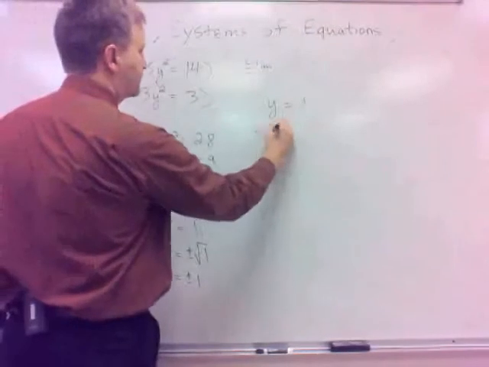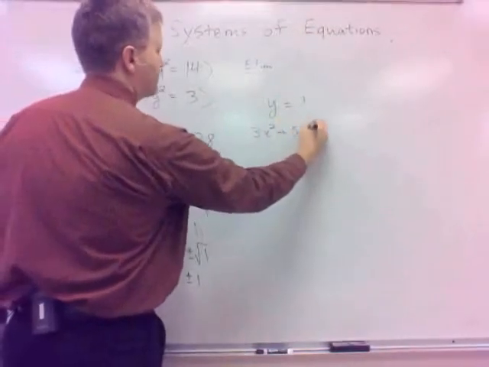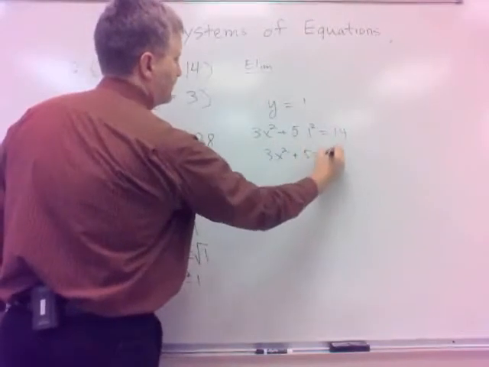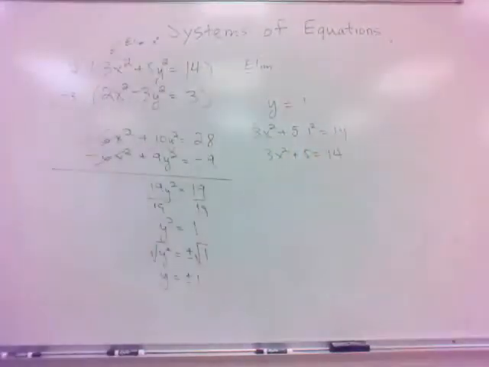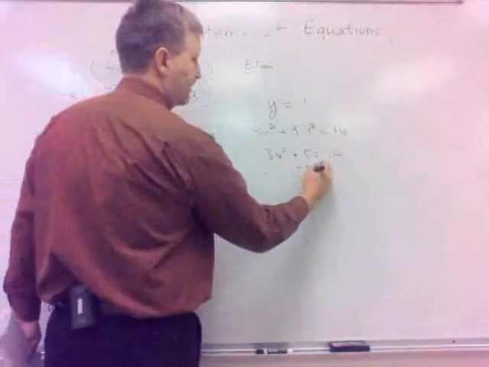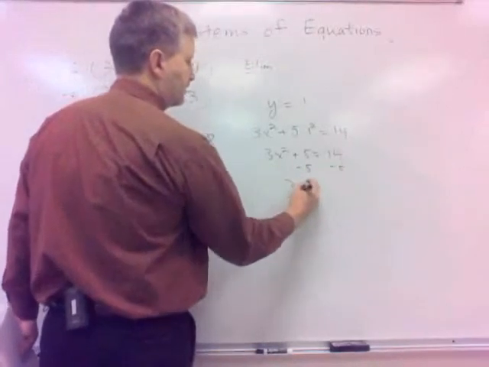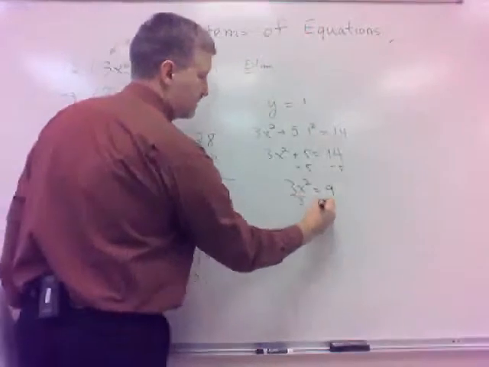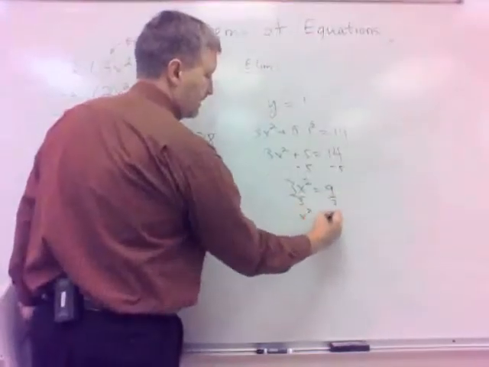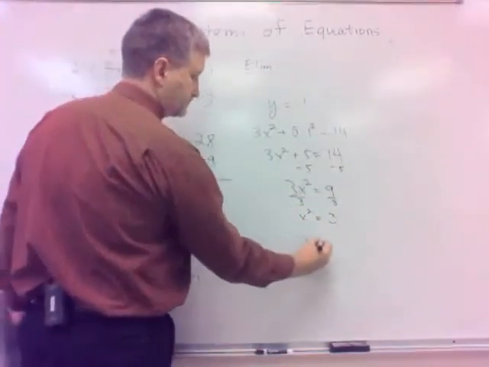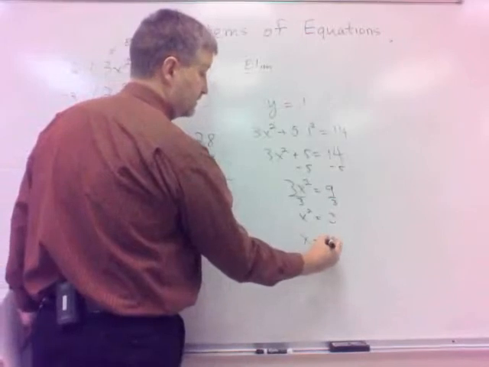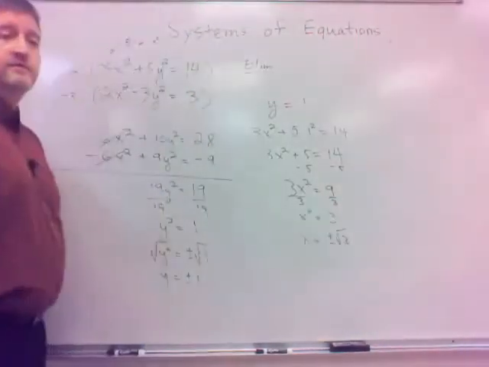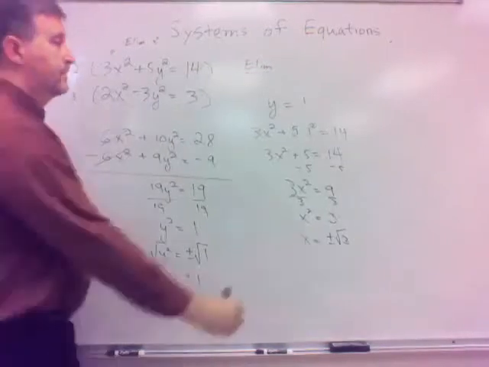Well, I'd have 3x squared plus 5 times 1 squared equals 14. And that's 3x squared plus 5 equals 14, right? Subtract 5. Get 3x squared equals 9. And again, square root method, so divide by 3 there. x squared would be 3. And so x would be, square root both sides, square root of 3, just plus or minus square root of 3. What about negative 1?